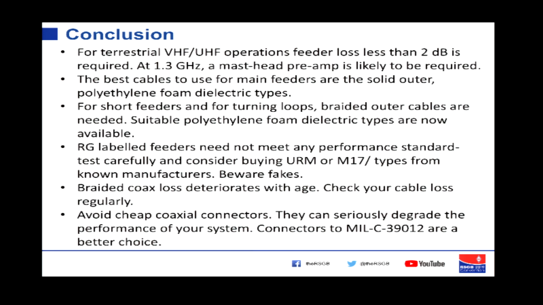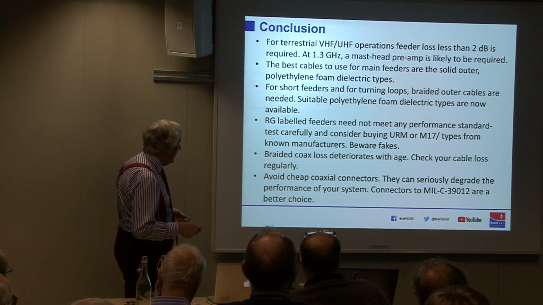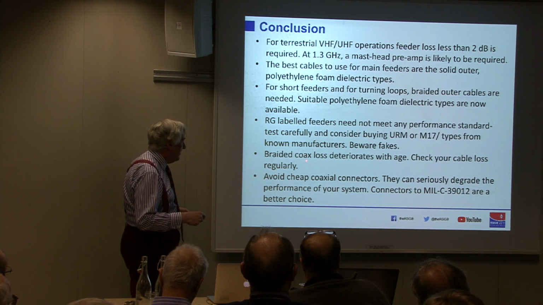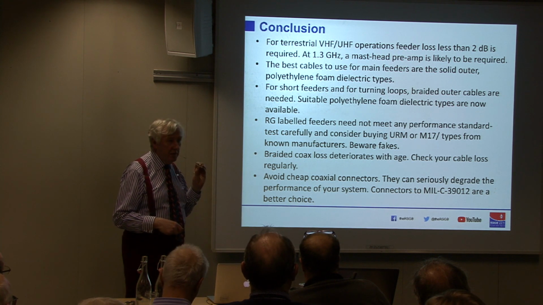So to conclude, we certainly need feeder losses less than a couple of dBs. You're likely to need masthead preamps at 1.3 gigahertz. Best cables have solid outers and polythene foam dielectrics. Short feeders use foam dielectric types, and there are some very good ones now available. If you want defined specifications, you need M17/something types. Beware of fakes. Braided coax doesn't live forever, and avoid cheap coaxial connectors. The shinier they are, usually the worse they are.